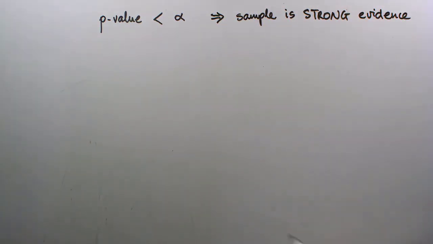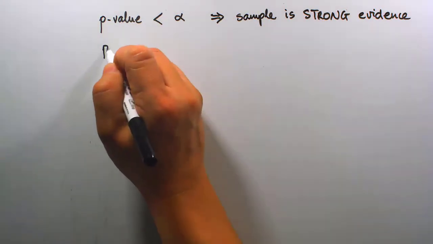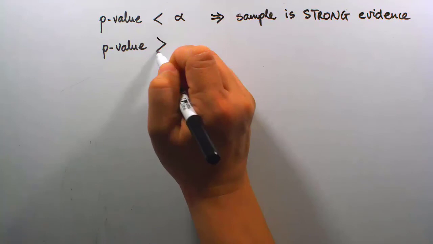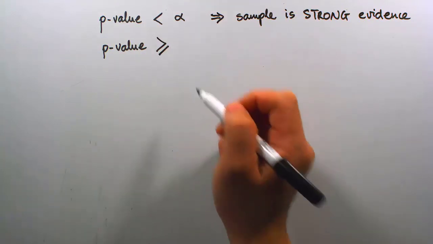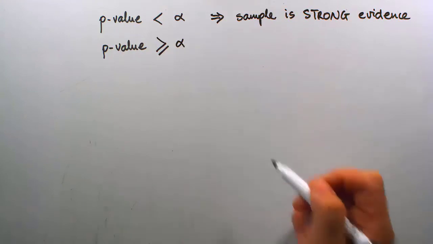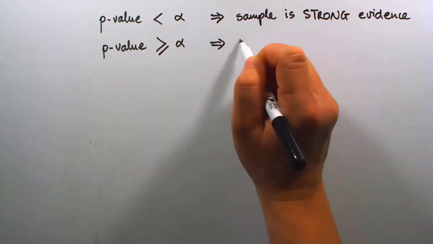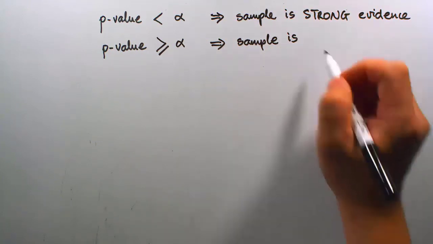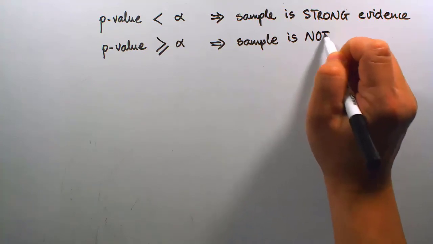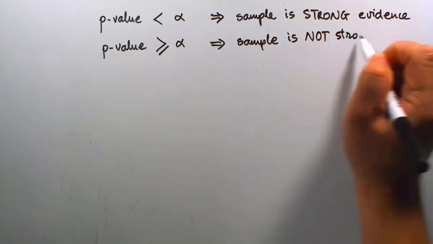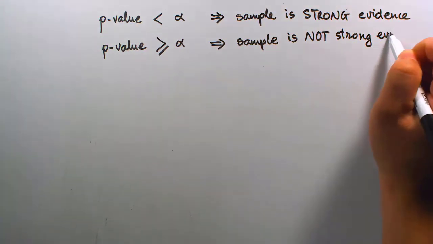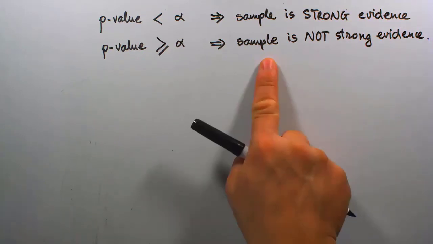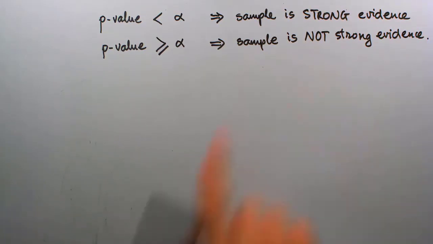And otherwise, anytime that our calculated p-value is greater than or even sometimes equal to the significance level alpha, then that means our sample is not strong evidence. And that's how we generally make our conclusion regarding our sample.